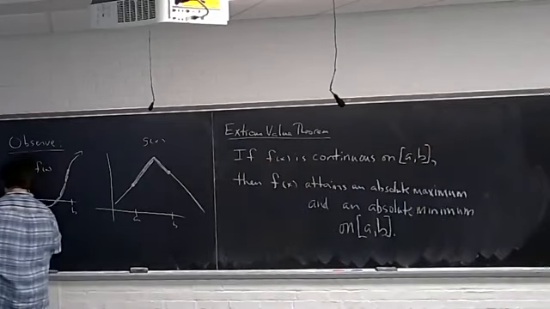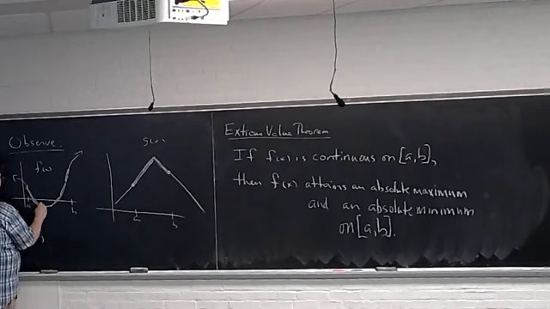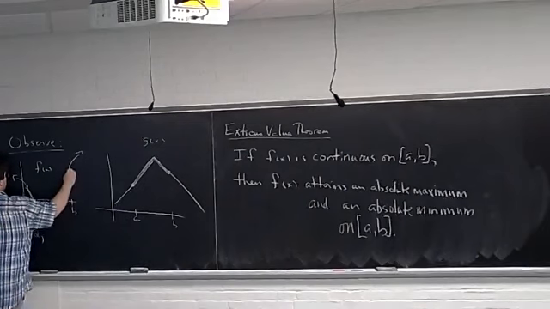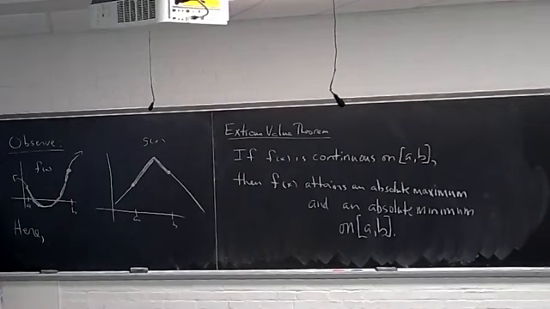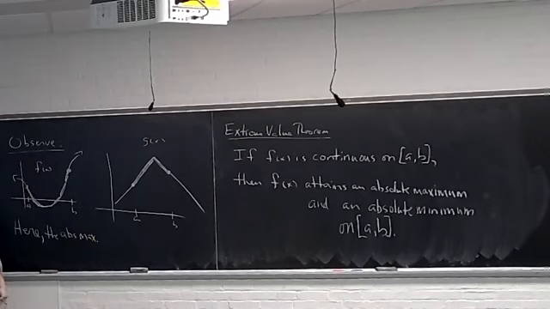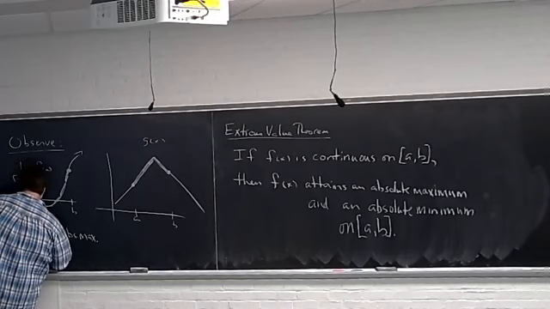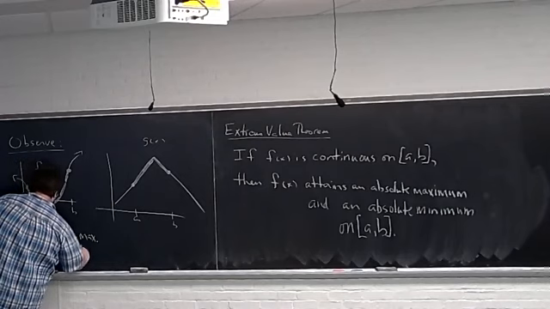So here, where is the maximum? Well, the maximum on A to B is that y value at B. So here, the absolute maximum, let's abbreviate that, ABS max, occurs at an endpoint.